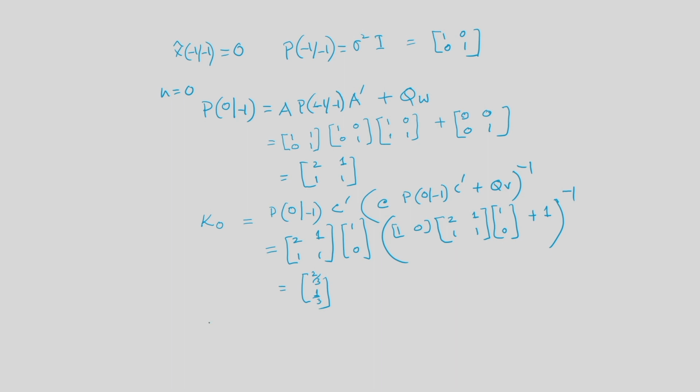Now, we can estimate x of 0 given 0. That will be equal to x of 0 given minus 1, plus the Kalman gain, that is K0 matrix, into y0 minus C times x of 0 given minus 1. This part is 0 because there is no prediction initially, and this part is also equal to 0.